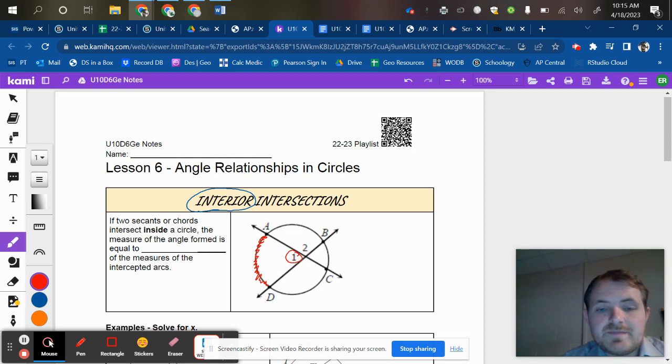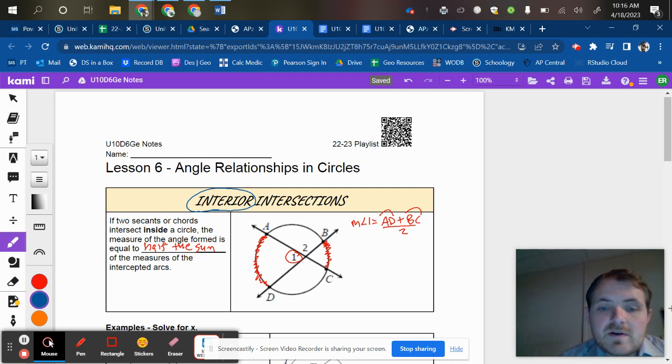So the special thing that we want to see here is that when you add the red arcs together, and then you divide by 2, that will give you angle 1. Essentially, you're just taking the average of the two red arcs. So this is going to be a little bit math notation heavy. So AD, that first red arc, plus BC, that second red arc, all divided by 2 will give you that angle 1. Okay, so again, the measure of the angle formed is equal to half the sum of the measure of those intersected arcs.